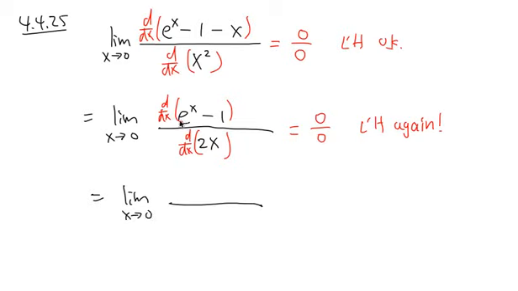On the top, the derivative of e^x is just e^x. The derivative of negative 1 is 0. And on the bottom, take the derivative of 2x. That will give you 2.